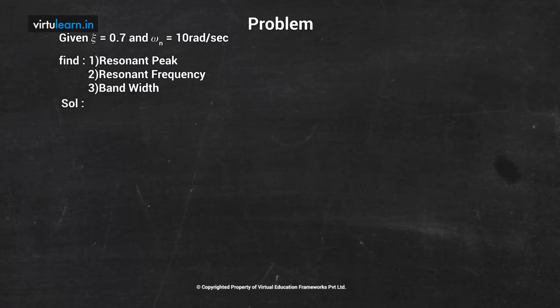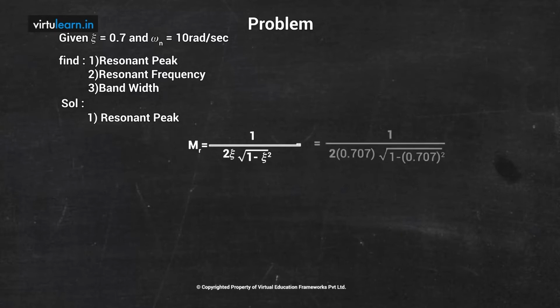The first one is resonant peak. For a second order system, because we have zeta and omega n, we can easily write Mr is equal to 1 divided by 2 zeta under root 1 minus zeta square. So zeta is 0.707. If we substitute here 0.707 and root of 1 minus 0.707 whole square, this comes to Mr equal to 1.